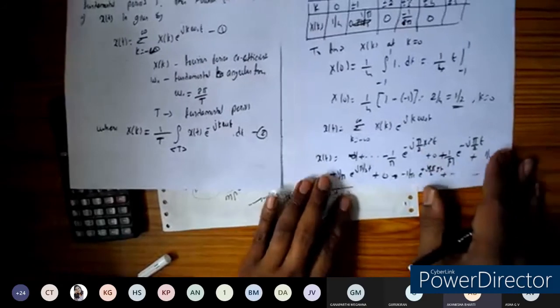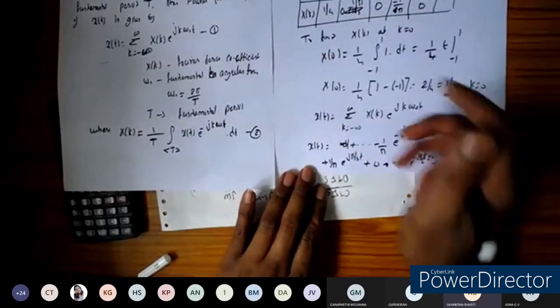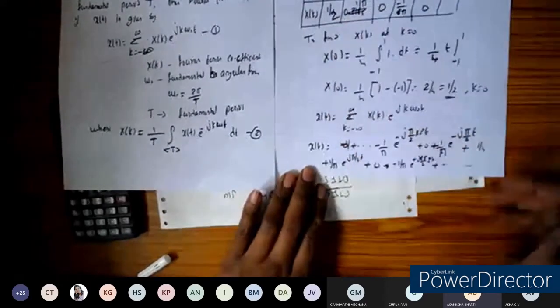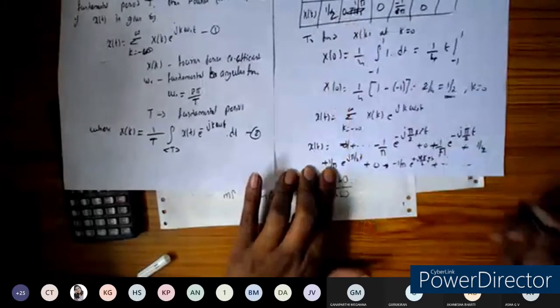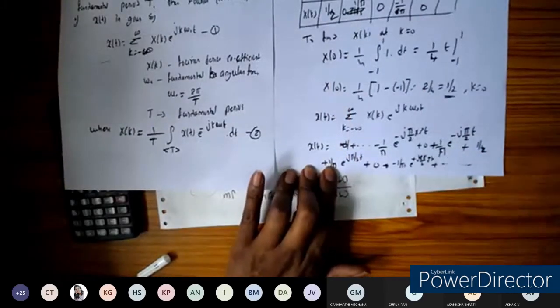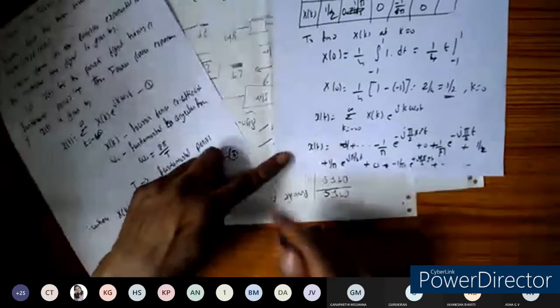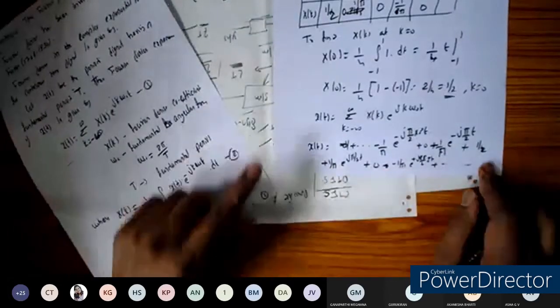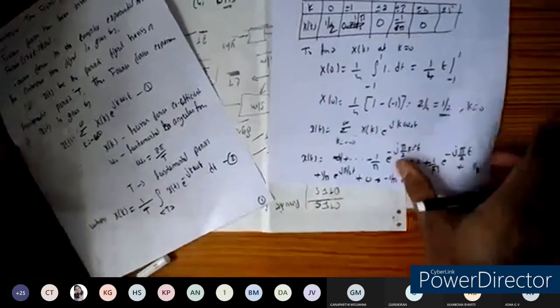For k equals 0, it's 1 by 2, no? Yeah, 1 by 2 it is, not 1 by 4. Okay, so make the correction, 1 by 2. Done, right? So like this, we can find out the expression for x of t.